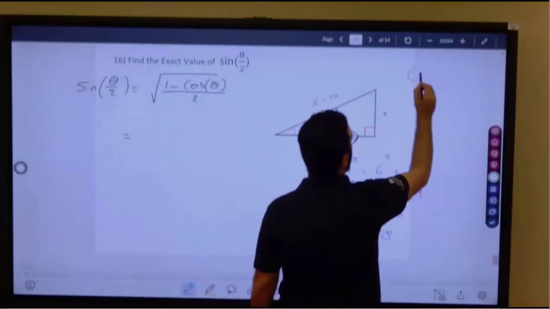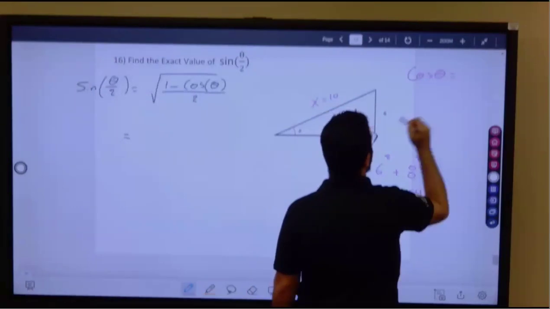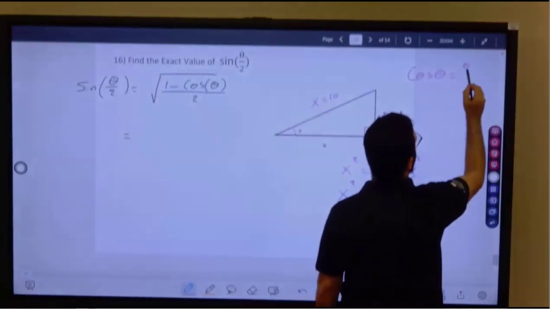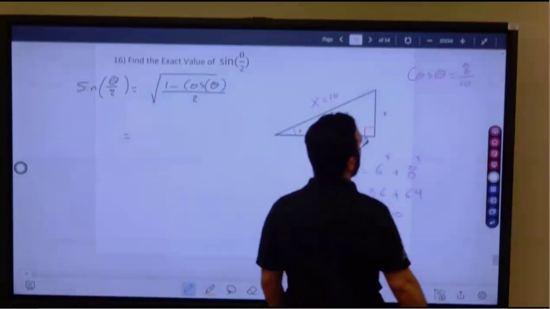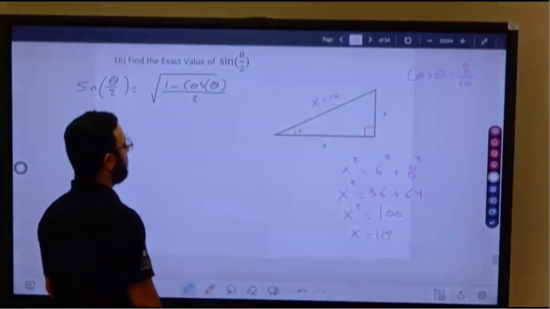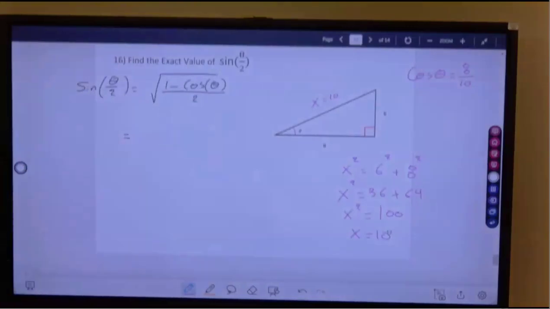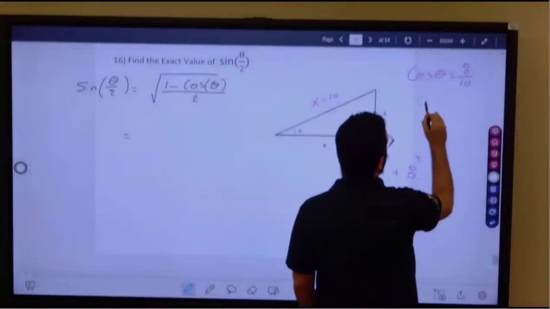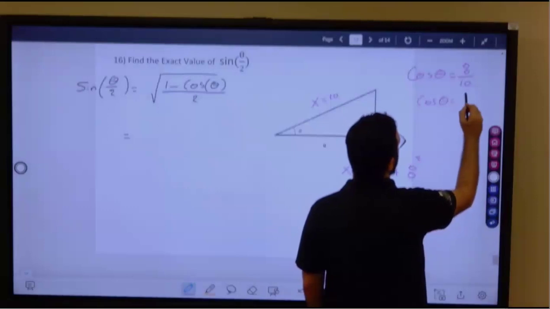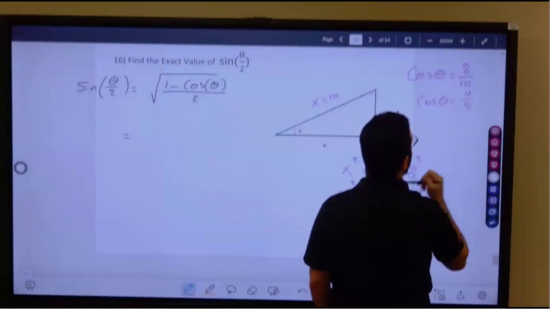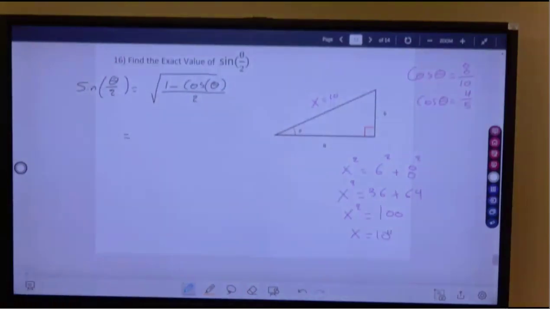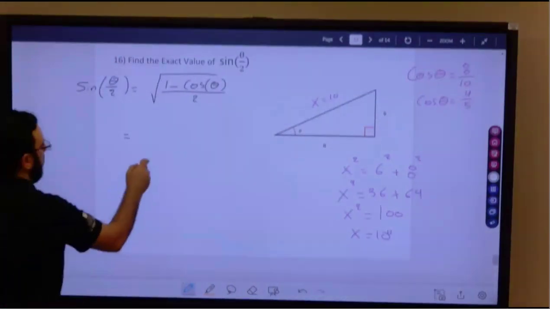In this case, cosine theta equals 8 divided by 10. You can simplify it: 8 divided by 10 is going to be 4 divided by 5. So that means cosine theta is going to be 4 divided by 5. So I can use this one as an angle and plug in here.